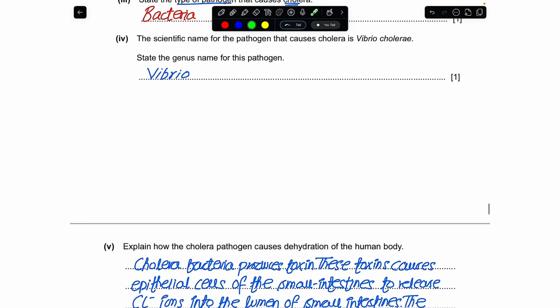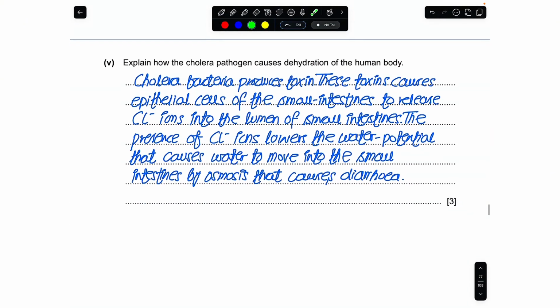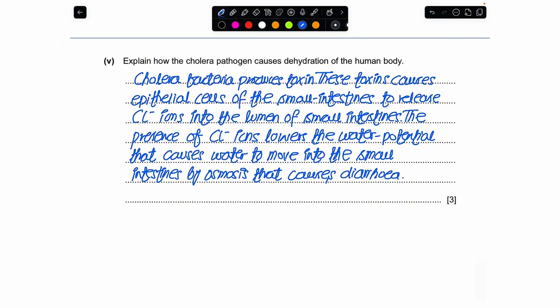If I were to come toward this point, for 3 marks, they want us to explain how the cholera pathogen would cause dehydration in the human body. So the cholera would come, it would release a toxin here.